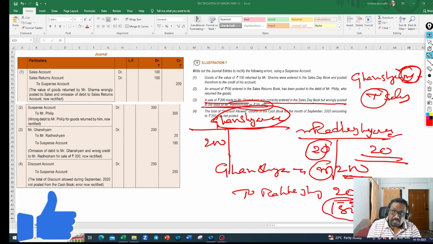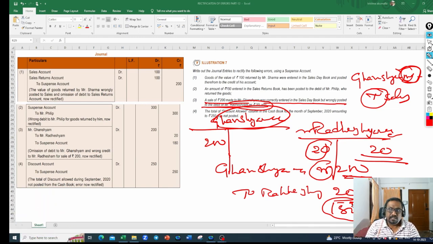This credit side shortage would have been posted to suspense account, right? How would that have been posted? See, here is a very important point you need to think about. Ghanashyam account is supposed to be debited. Did you debit? No, you did not debit. Which account you debited? Radheshyam account you debited with 20 rupees. So what is the impact in trial balance? Can I say impact in trial balance is 200? Can I say it is 20? Can I say it is 180?